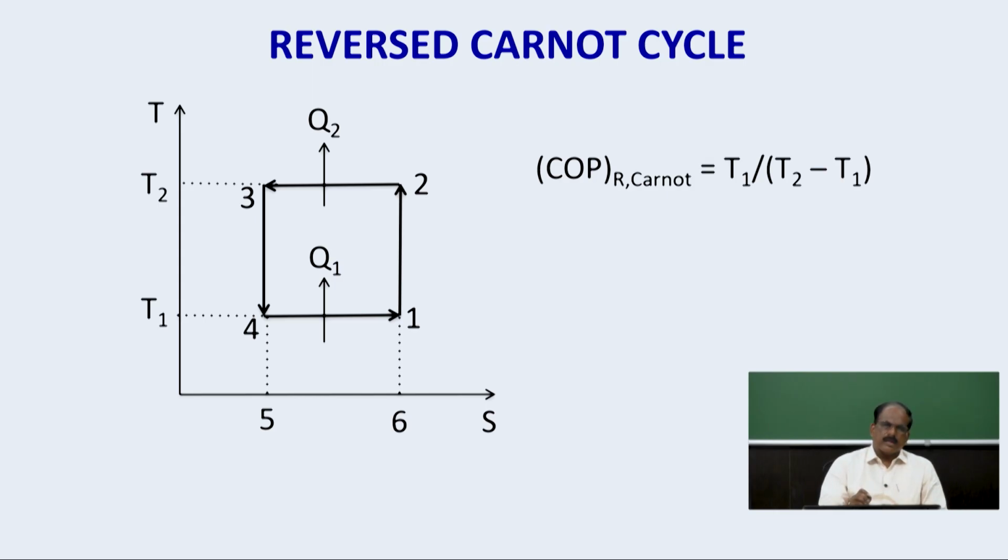2 to 3 is constant temperature, or isothermal. If we compare the diagram, it is a heat rejection process. Heat is rejected. And 3 to 4 is reversible adiabatic, or isentropic expansion. And 4 to 1 is isothermal heat addition.